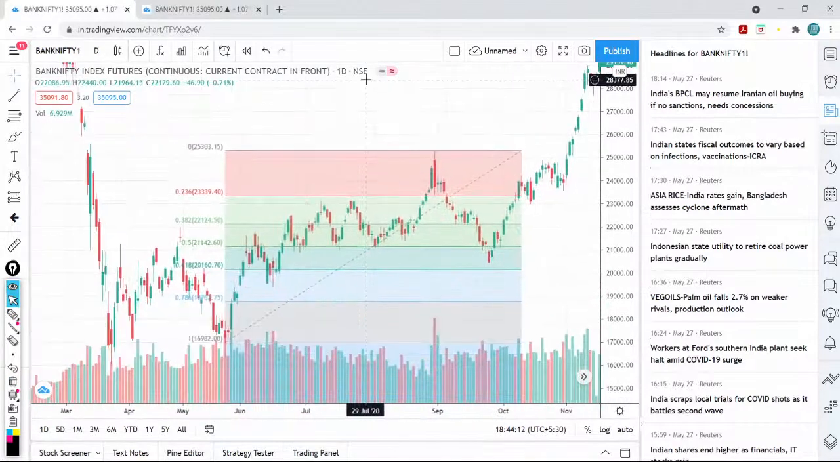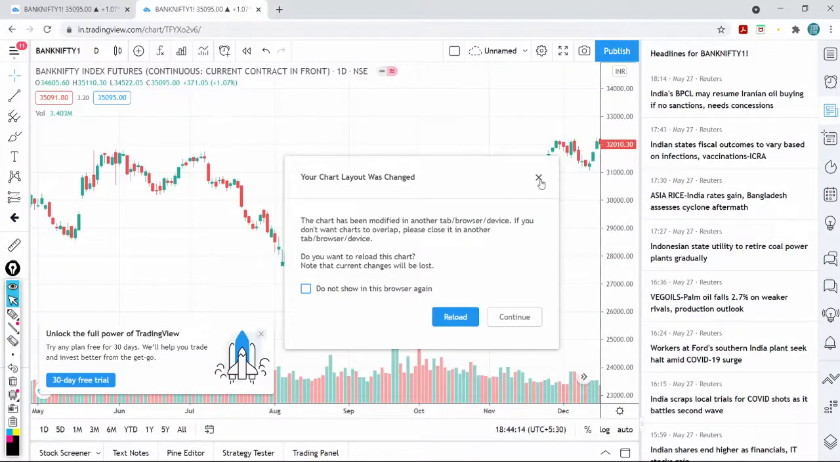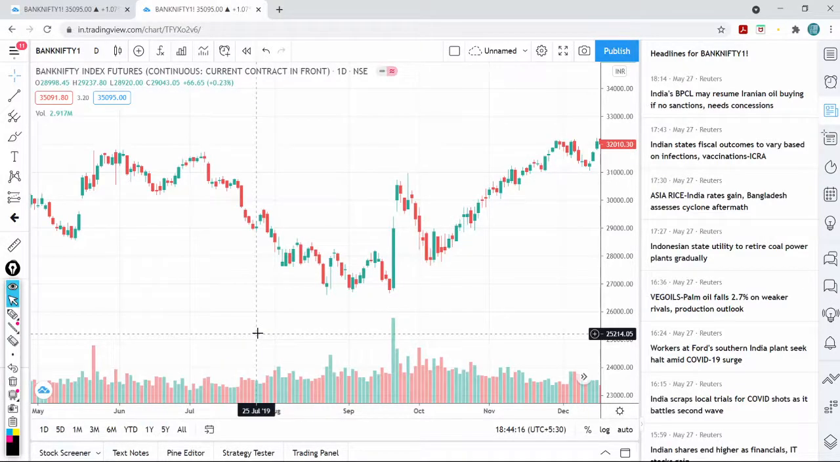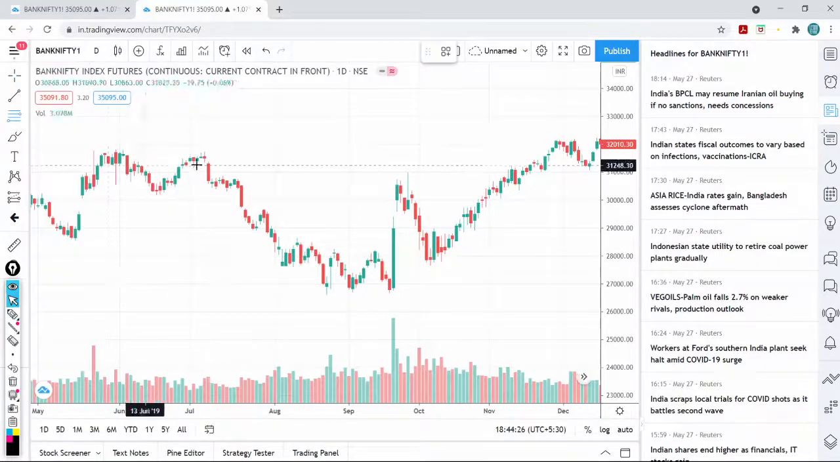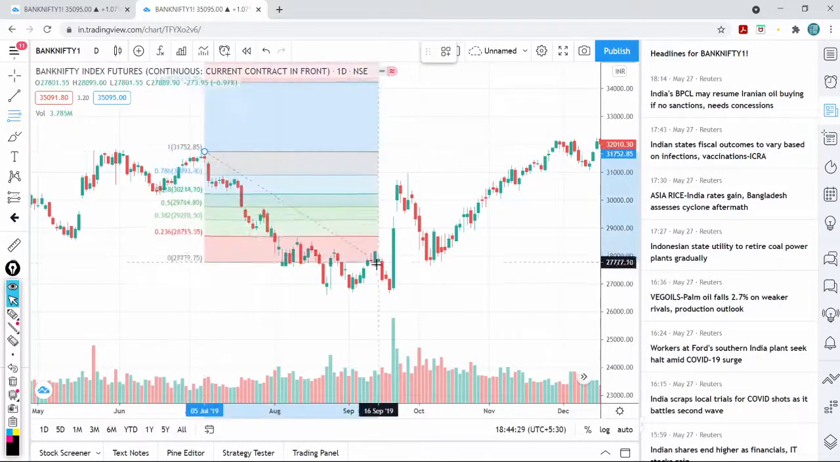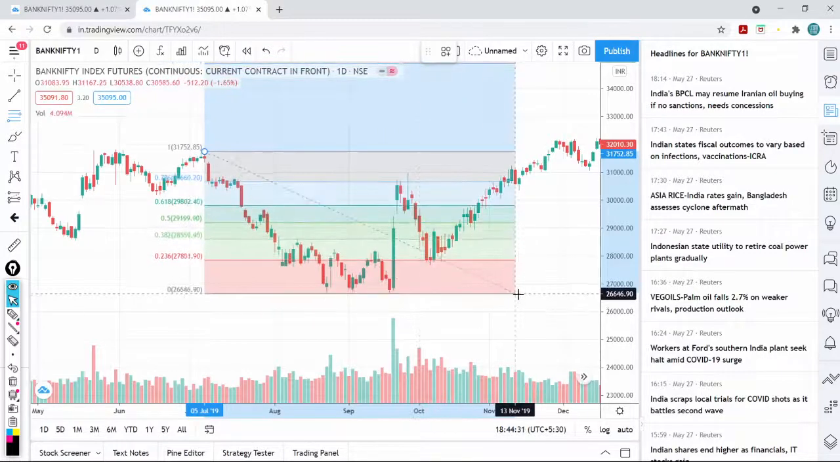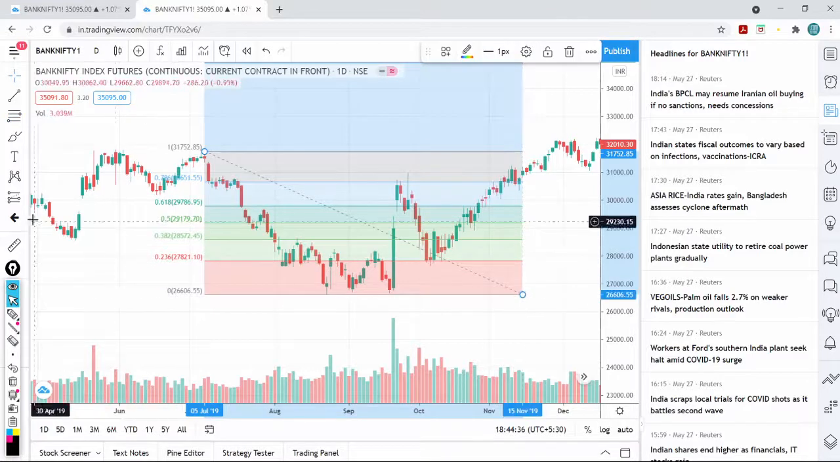Okay, now let's take one more example on a downtrending move. How to plot a Fibonacci retracement? I'm taking the same Fibonacci retracement. If you look at this, this is the high and I'm taking this as the low. This is a downtrending market, correct? This is a downtrending market. 0.618 is here, 0.5 is here.